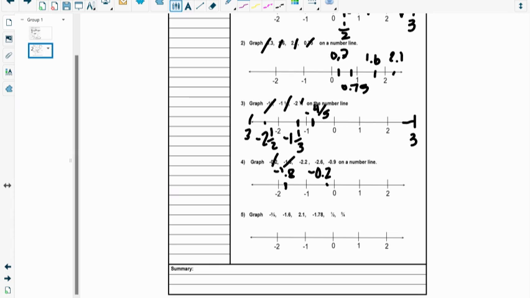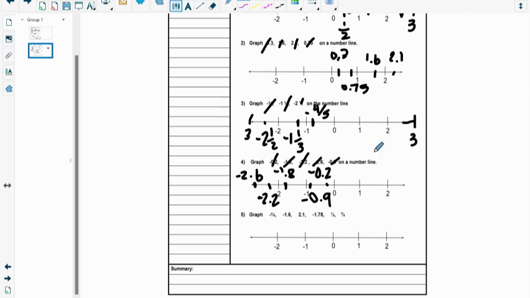Negative 2.2 would be past negative 2 just a little bit. Negative 2.6 would be past 2 even more. And negative 0.9, I'm going to go back to thinking about a positive. 0.9 would be really, really close to that 1, but not quite there. So negative 0.9 is going to be really, really close to that negative 1, but not quite there.